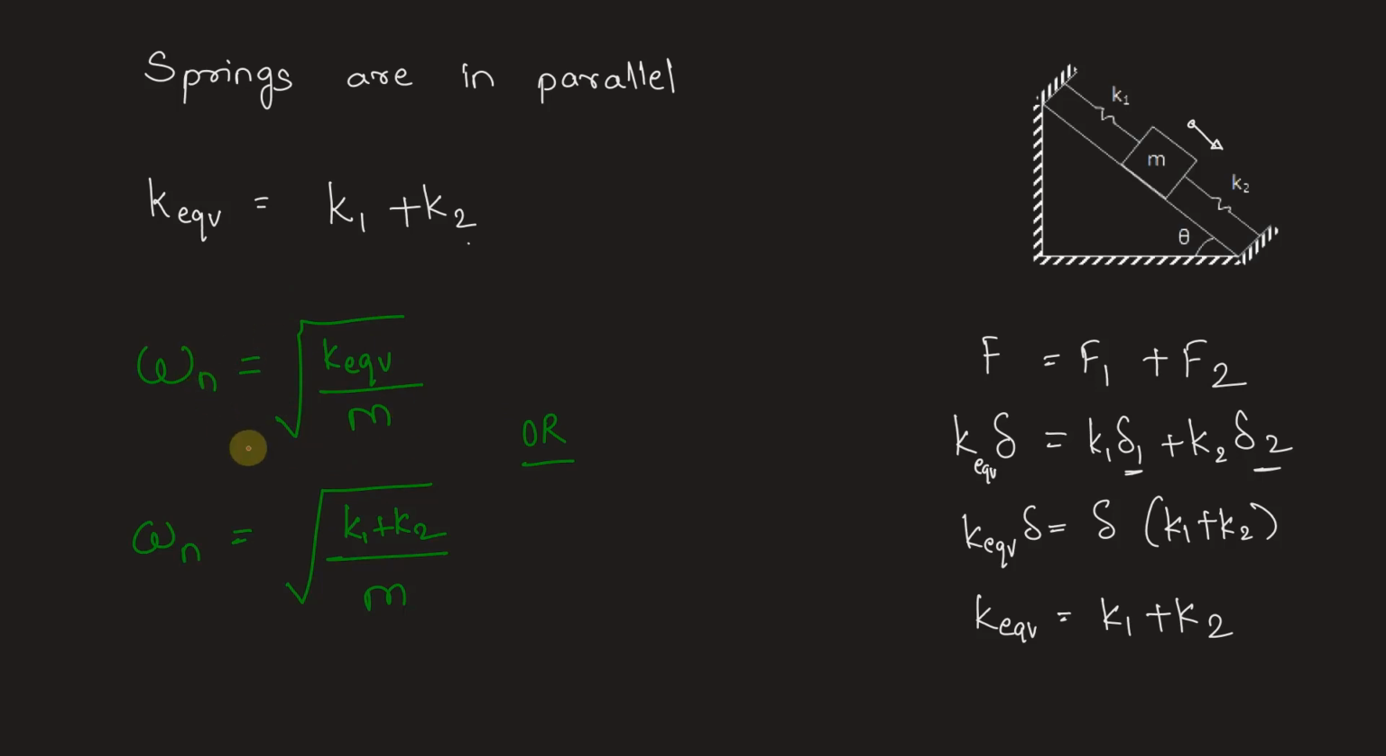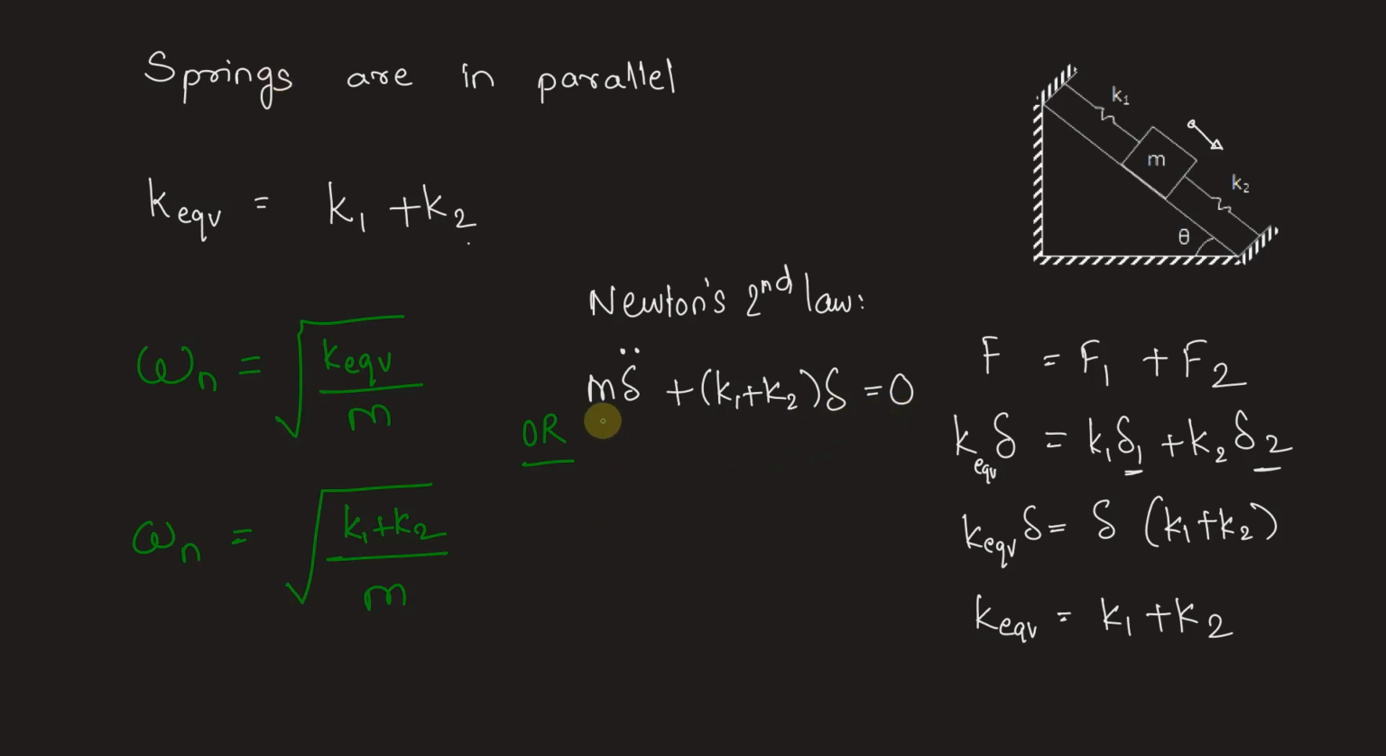If this formula is not known to you, the standard formula, you can use Newton's second law of motion. So by Newton's second law, we can write m delta double dot, delta is the response, m delta double dot plus K1 plus K2, equivalent stiffness of the system, into delta. So this is the inertia force and this is the stiffness force of the system. This will be equal to 0. There is no external force here.